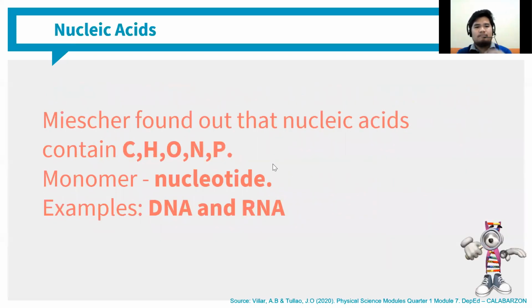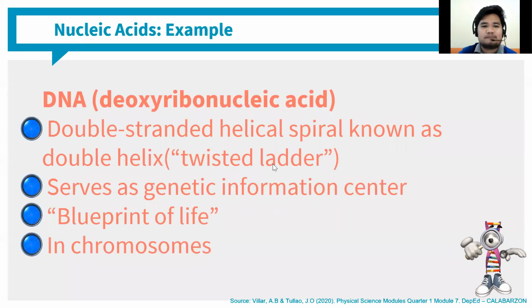Ayan. So, because of further experimentations, Mischer found out that the nucleic acids contain carbon, hydrogen, oxygen, nitrogen, and phosphorus. Yan yung mga elemental composition niya. And ang monomer ng nucleic acid ay nucleotide. Examples, DNA and RNA. So, to better illustrate the nucleotide or the monomer of nucleic acids, let's take DNA as an example. DNA stands for deoxyribonucleic acid, and it's a double-stranded helical spiral known as double helix or twisted ladder.